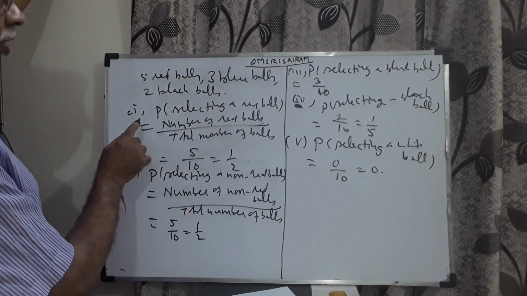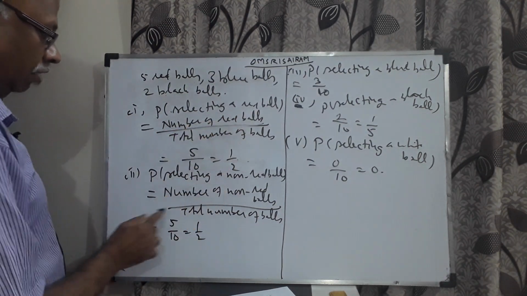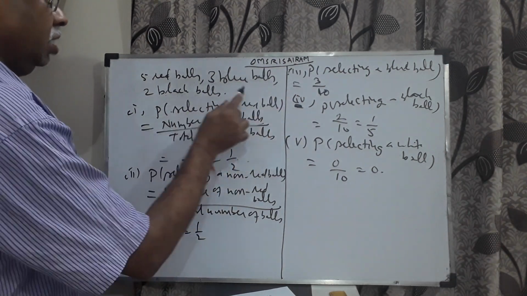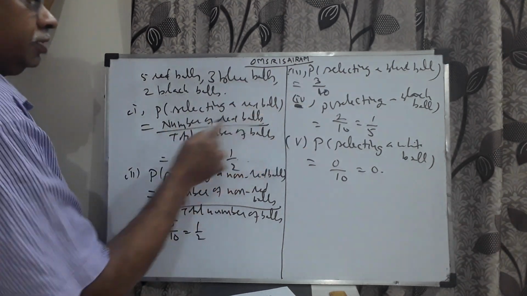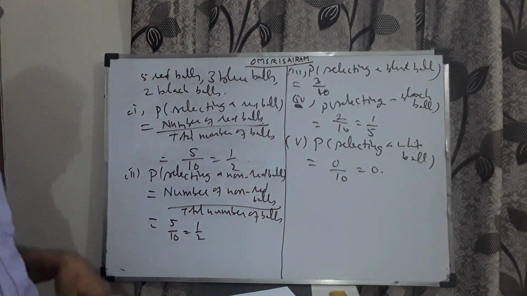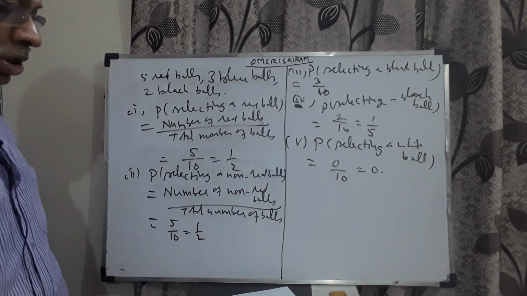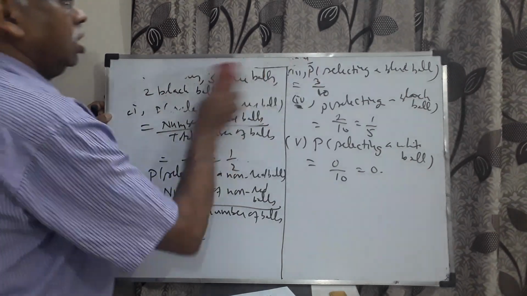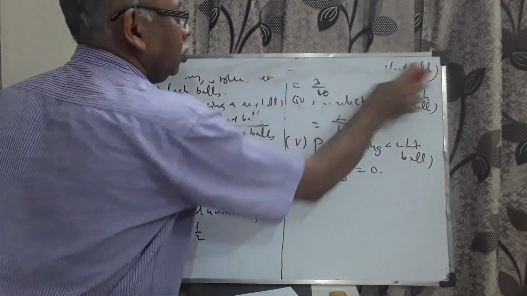Therefore, P of selecting a red ball will be 5 by 10, half. P of selecting a non-red ball will be again 5 by 10, half. P of selecting a blue ball will be 3 by 10. P of selecting a black ball will be 2 by 10, which is 1 by 5. And P of selecting a white ball will be 0 by 10. The last one can be treated as an impossible event.